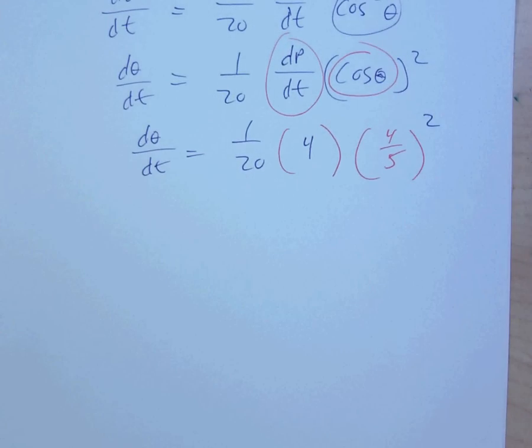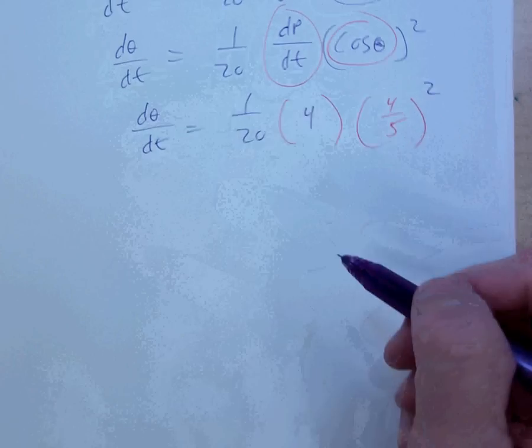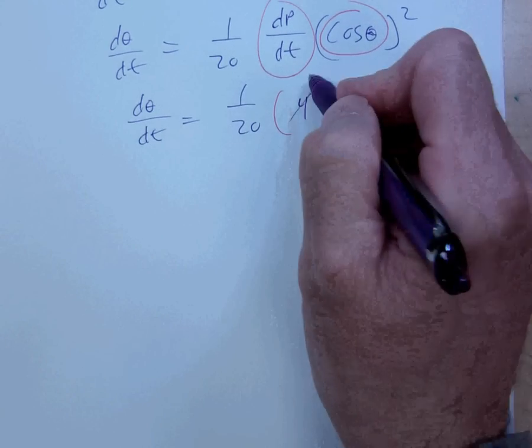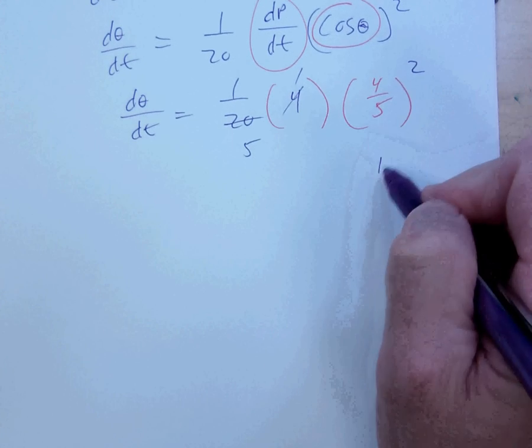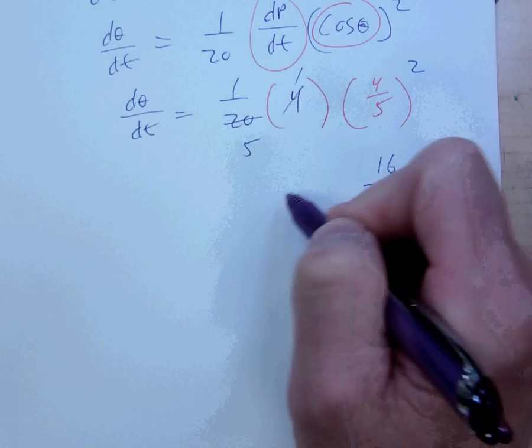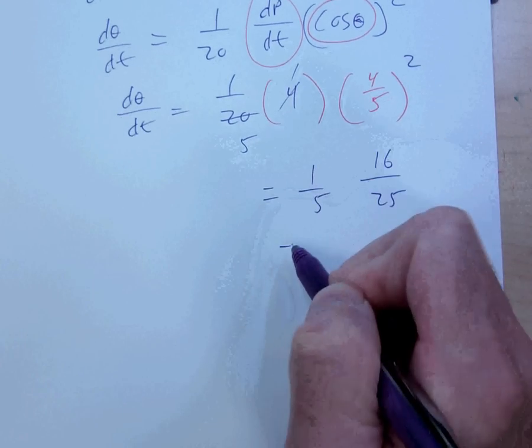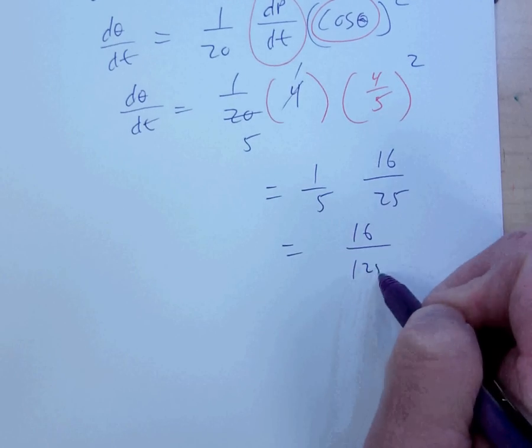And then when you simplify that, let's see, 4 goes in there once, 4 goes in there 5 times. And here when I square this, I get 16/25, so I get 1/5 times 16/25, which is 16 over 125, right?